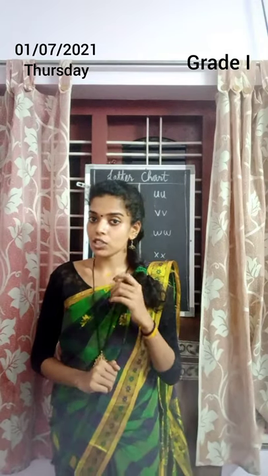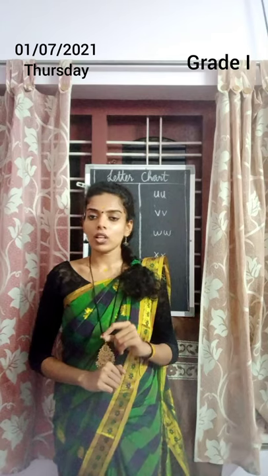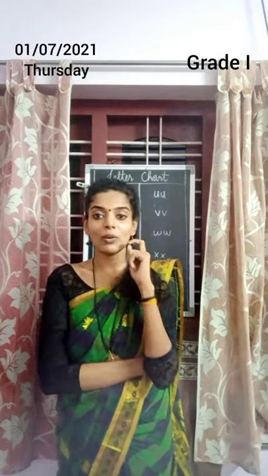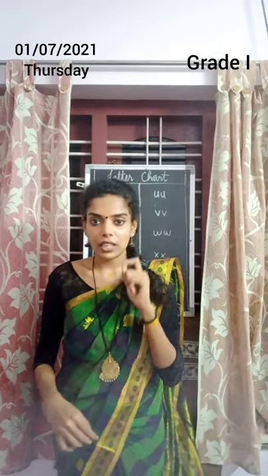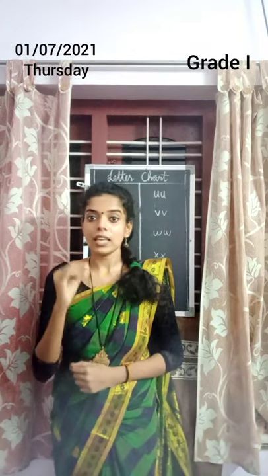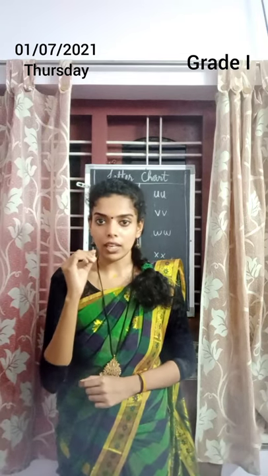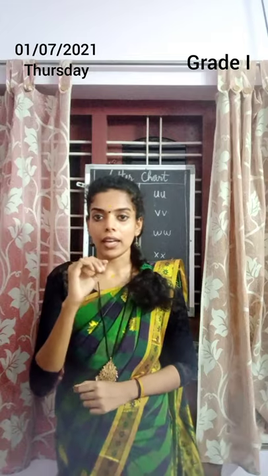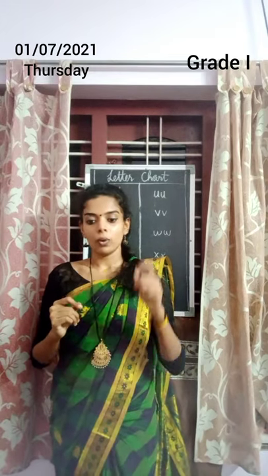The next letter is E. What's the sound of E? The sound of E is the short e sound. The examples are empty, elephant, envelope, egg, eggplant.